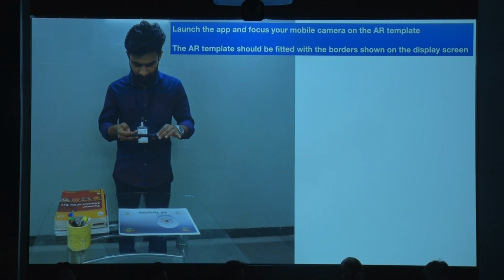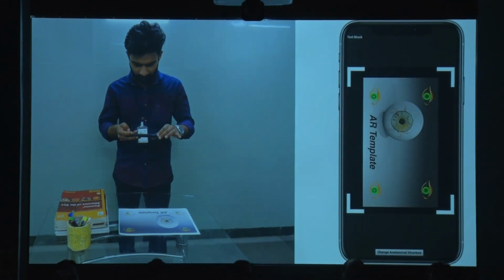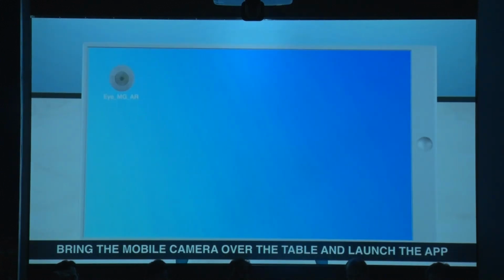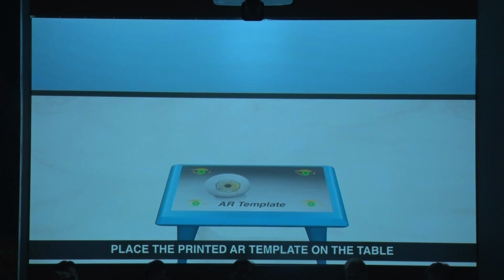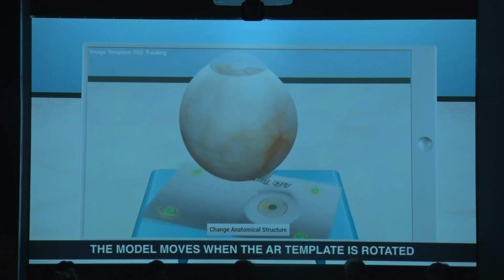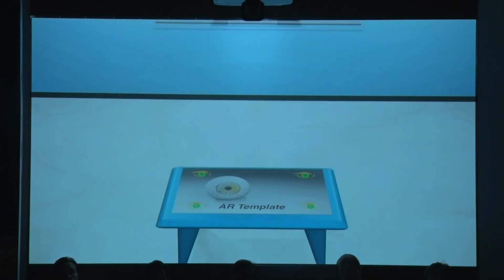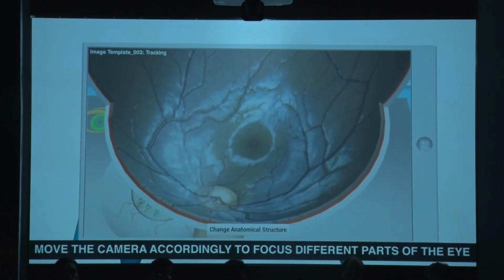The AR template should be fitted within the borders shown on the display screen for the activation of the AR model. This is an animation of the same process. Bring the mobile camera over the table and launch the app. Take a printout of the AR template and place it on the table. Bring the mobile camera to fit the AR template for the eye model to appear. By rotating the AR template, the eye model will rotate along with it. The eye model disappears when the camera is taken away from the template and reappears when the camera is brought back to the AR template.